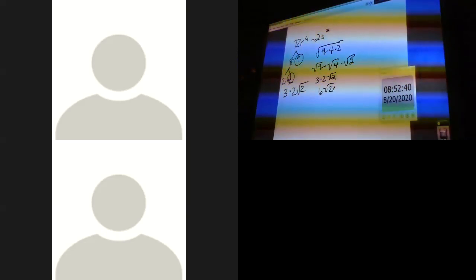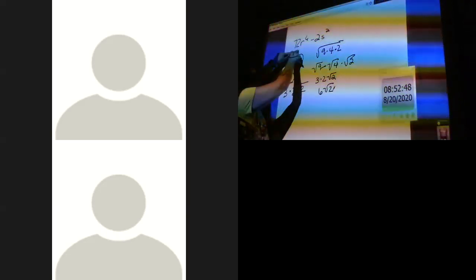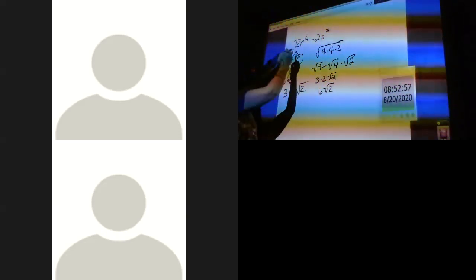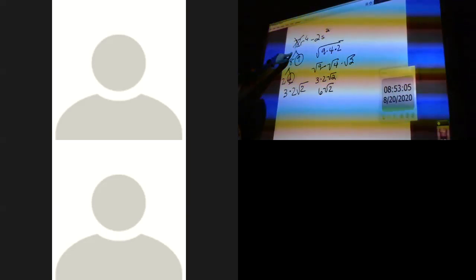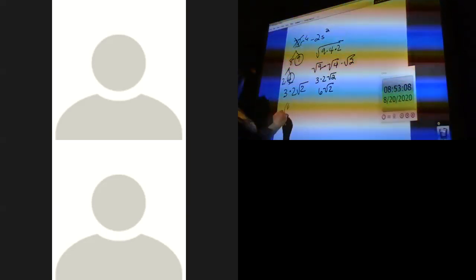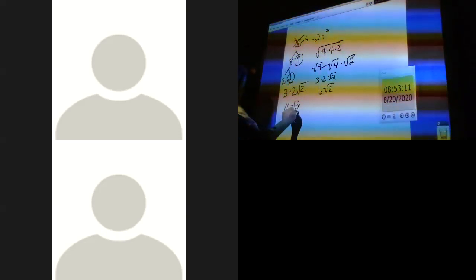So how do you simplify this? I guess you put that in the calculator. 6 times the square root of 2. So we just dealt with the 72. So the 72 we're done with. Okay. So we know that part of it is 6 times the square root of 2.